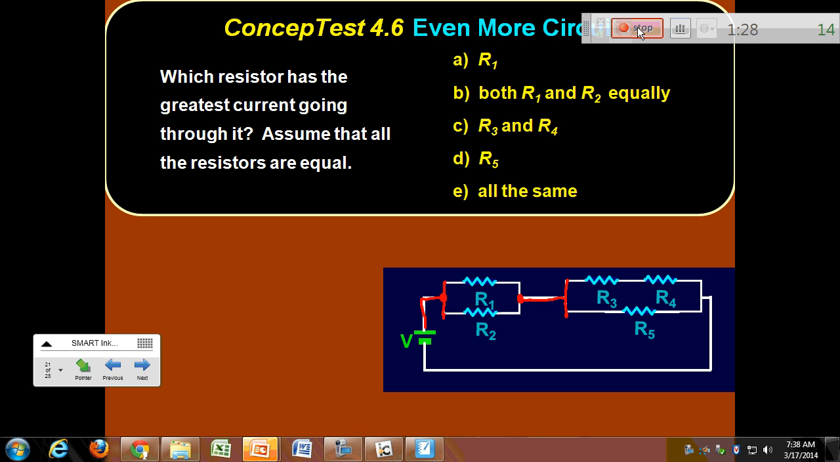Current's going to be greatest where the resistance is what? Smallest, yes. All right, just a few more seconds. 1:45, I'll stop.